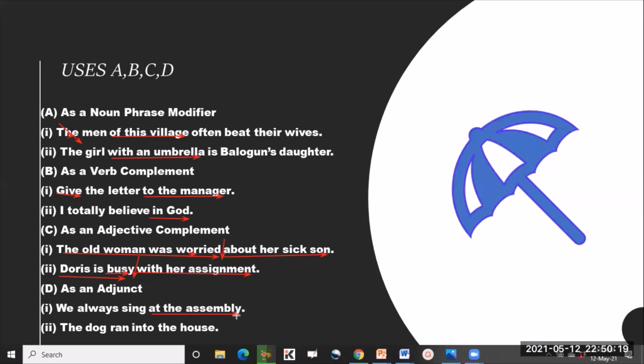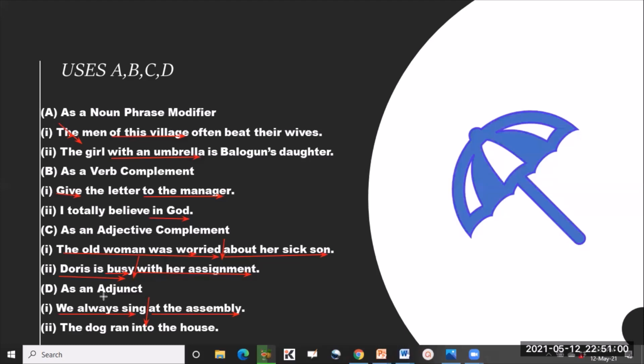Obviously, it gives additional information about a verb. All right. So now, how do we explain this? Again, we use the border principle and the questioning method. And so when we come here and we say, we always sing, and then we put a full stop, there are several questions that can arise. When do we sing? Where do we sing? How do we sing? Why do we sing? All these questions can be answered by adjuncts.